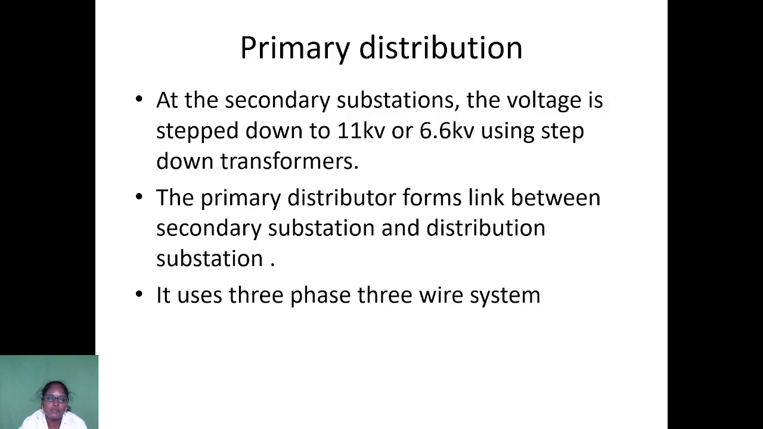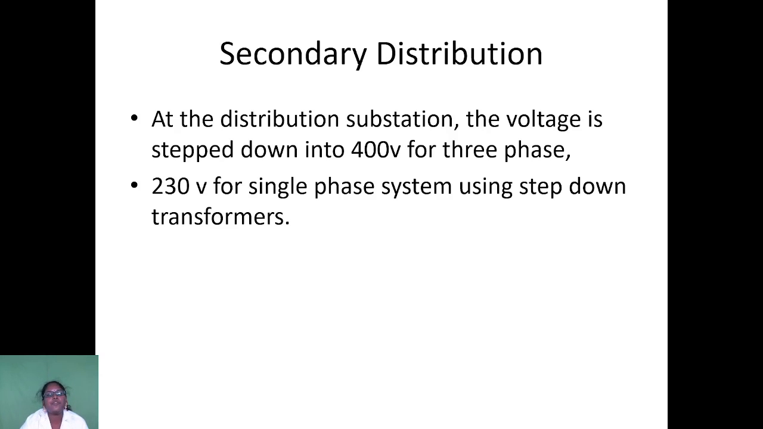So the final stage is secondary distribution. Let me explain the secondary distribution process. Finally, in secondary distribution, we are using the step-down transformer. Finally, the stepped-down voltages are 400 volts for three-phase supply and 230 volts for single-phase supply. Based on the commercial purpose, we distribute the power. Here also we are using the step-down transformer. So these are the normal structure of the electric power system.